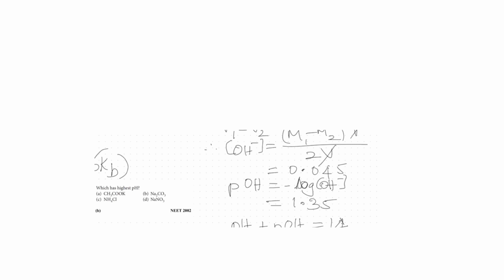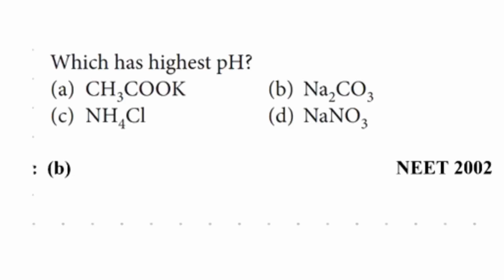Now, we can go to the next question. Which one has the highest pH? This is a straightforward question. Okay, see, highest pH means the solution should be alkaline. Okay, look at the four options. Which solution will be alkaline? First, look at option D. Option D is a salt. Sodium nitrate is a salt of strong base and strong acid, NaOH and HNO3. So, the solution will be neutral. Okay, pH will be equal to 7.